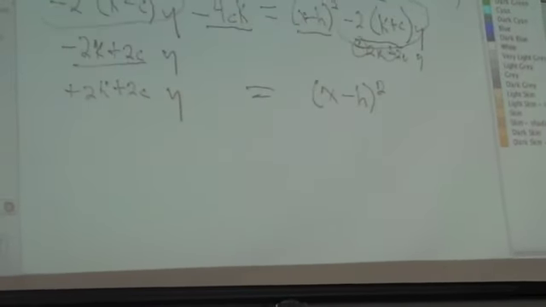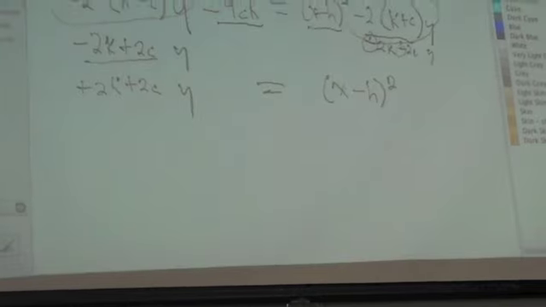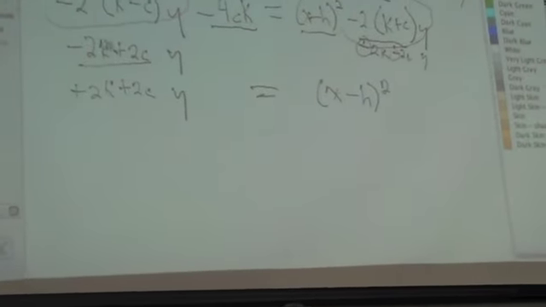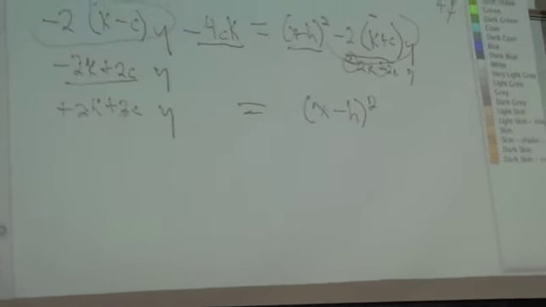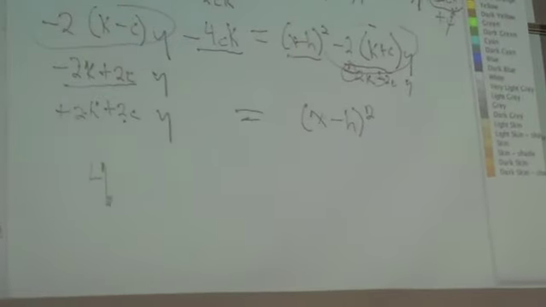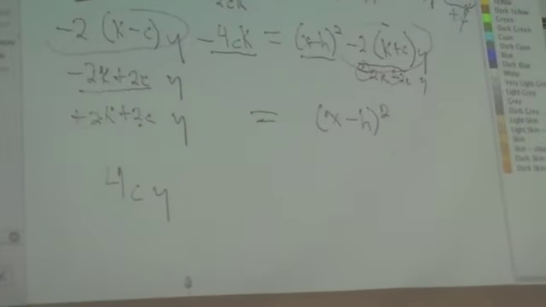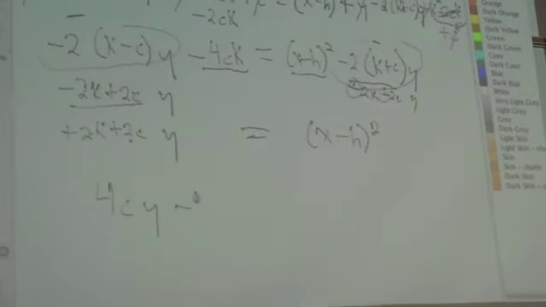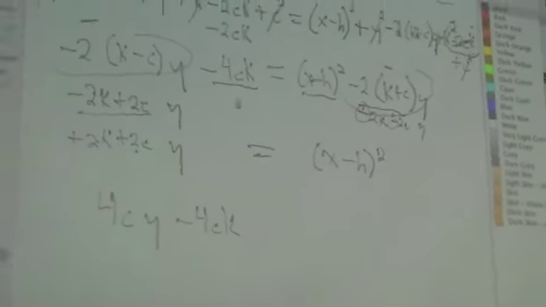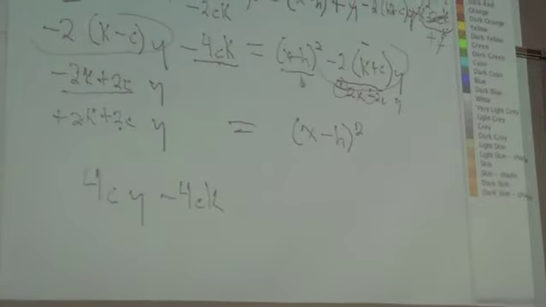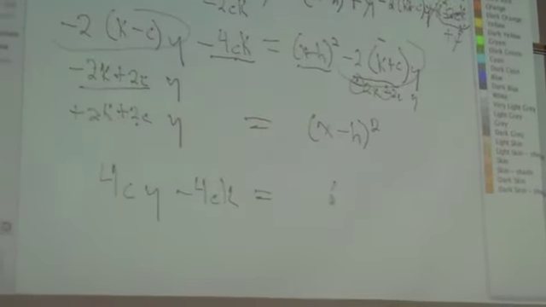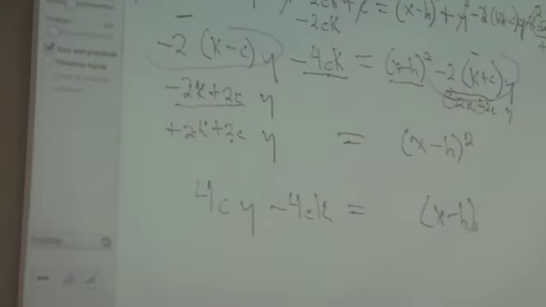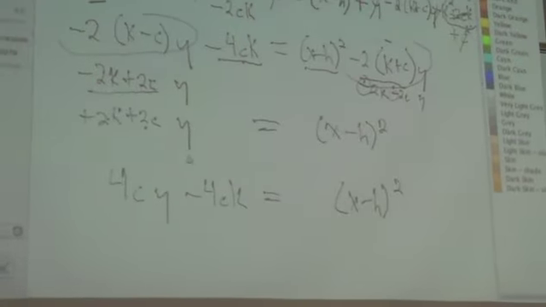When I combine these, minus 2k and plus 2k is gone. But here I get a 4cy. And minus 4ck, I'm just bringing that down from here, because I underlined these two and so they were fine how they are, remember? And over here I have an x minus h quantity squared. Tell me what I can do with this.